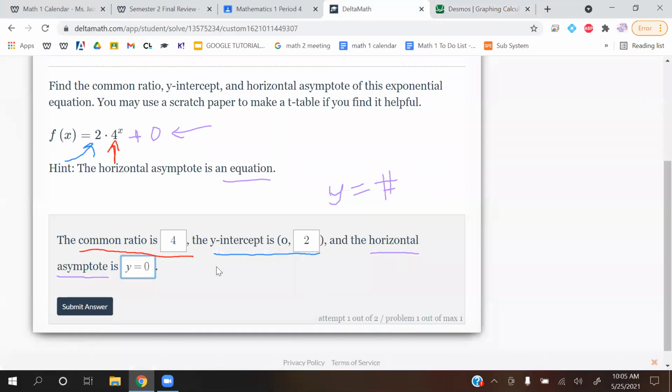And this is how you can tell from the equation. The 0 is right here. It's the thing that's added at the end. Since there's nothing added at the end, it's a plus 0. So the equation is y equals 0.